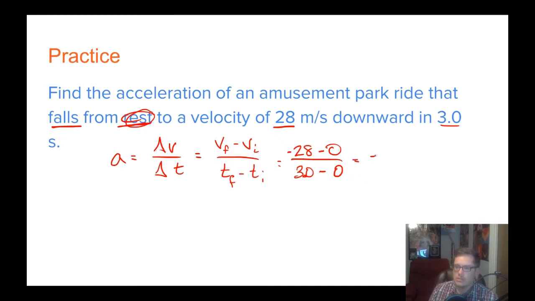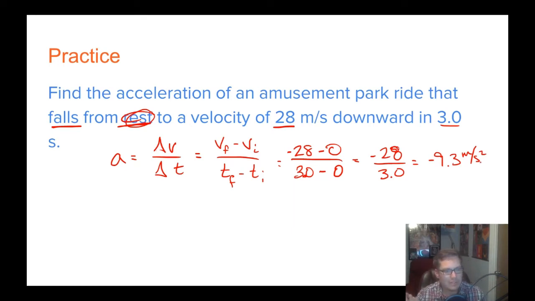So this becomes negative 28 over 3.0. We need 2 sig figs on our answer, so it becomes negative 9.3 meters per second squared. And that's the unit for acceleration.